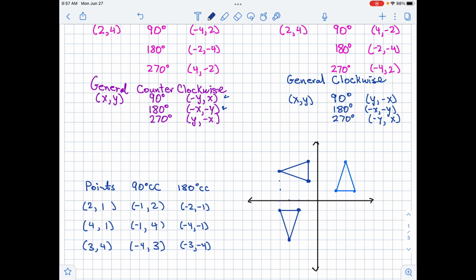Okay. And then we could do the 270. So here we go. This one, the y goes here, and then the -x. The y goes here, -x. Y goes here, -x. So let's see what we've got. We've got 1, -2. We've got 1, -4. And then we've got 4, -3. And there is the triangle. Okay. See? Yeah, that's it. That's the way we do this.